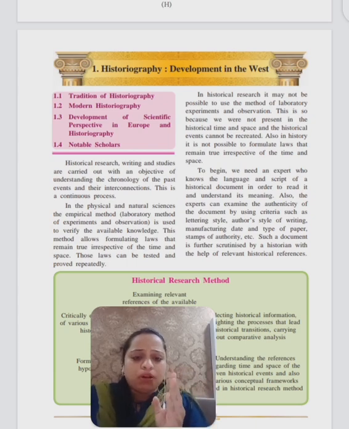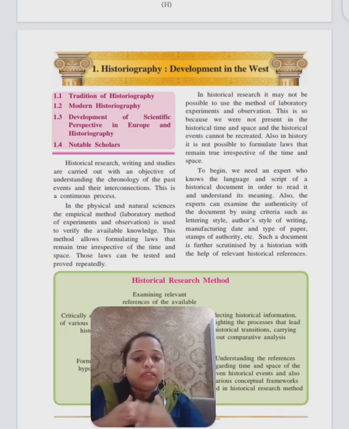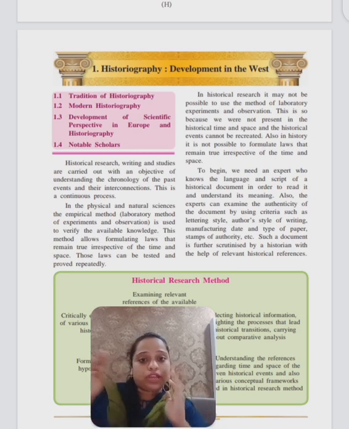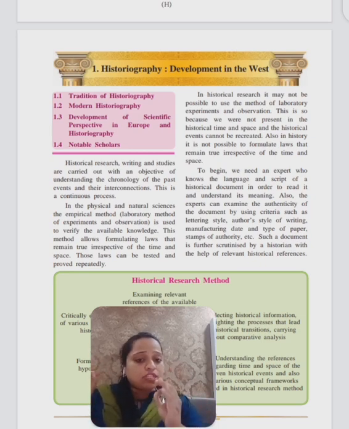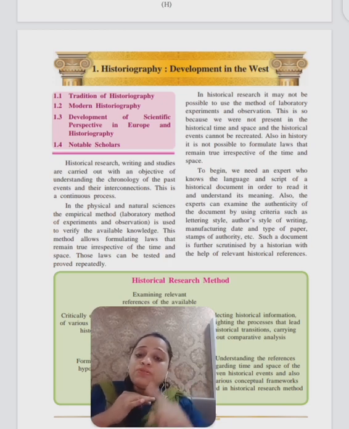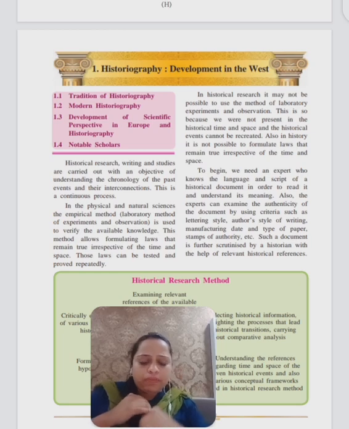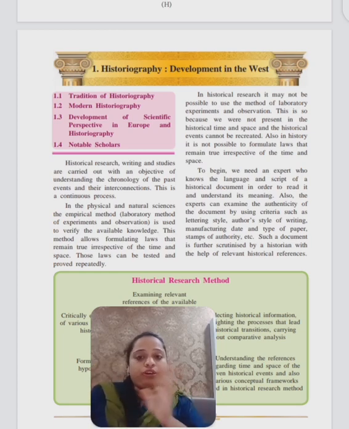Now see, the expert differentiates the document by using criteria such as the lettering style of ancient time and the lettering style of today, it differs. Every author has their own style of writing. Then the manufacturing date and the type of paper used in ancient times were different from paper used in modern times, the quality and manufacturing date also differ. Stamps of the authority also differ. In ancient days the authority was different, today the authority is different.